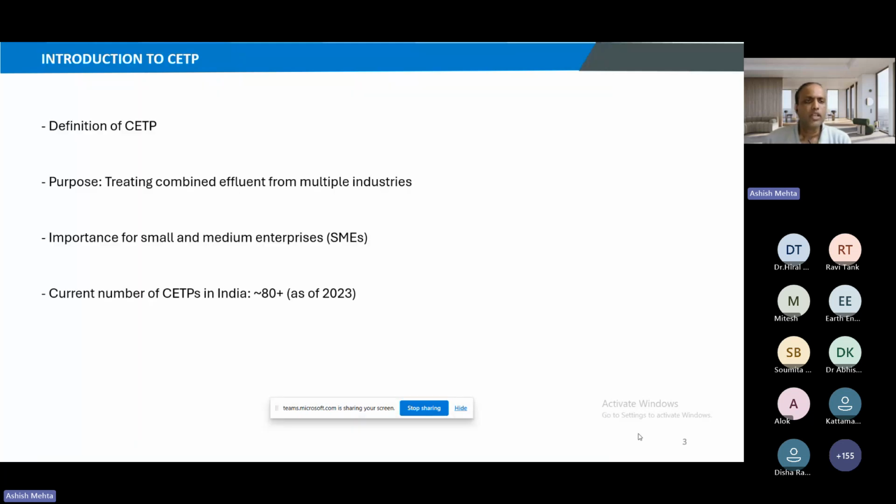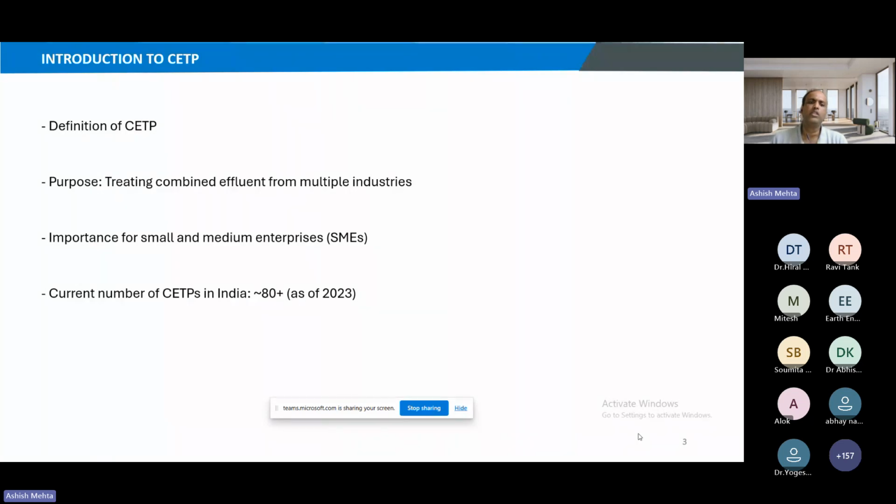So to start with, the concept of CETP came in the early 80s, where community-based projects were required to provide support to small and medium-scale enterprises. Small and medium-scale enterprises have certain limitations in terms of technical know-how, financial aspects, and also regulatory compliances which they need to meet.